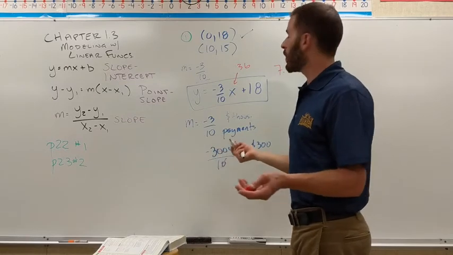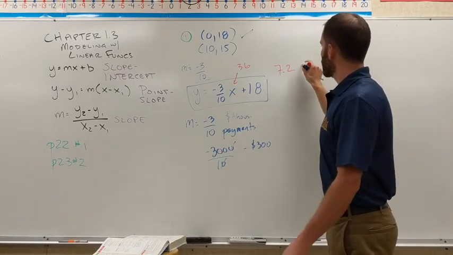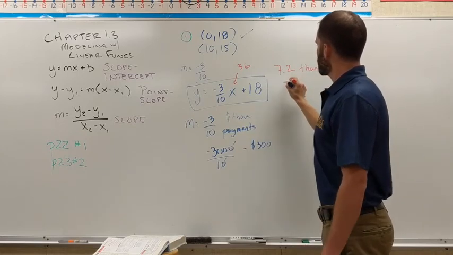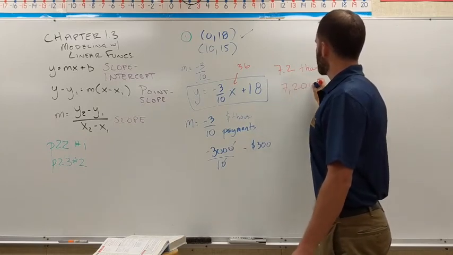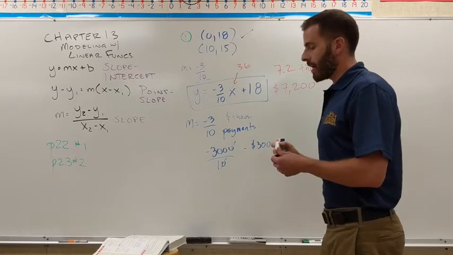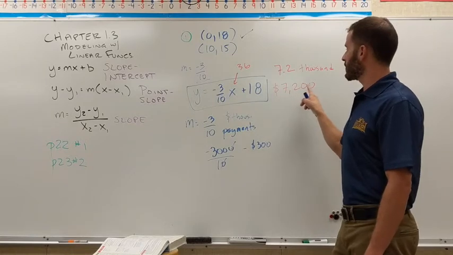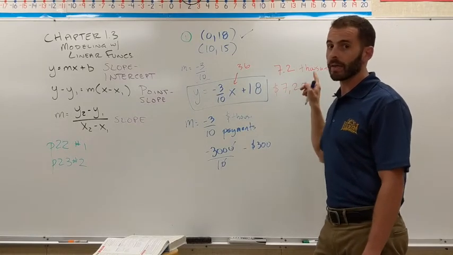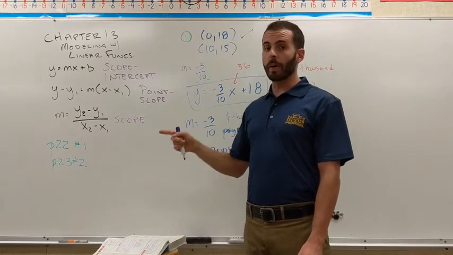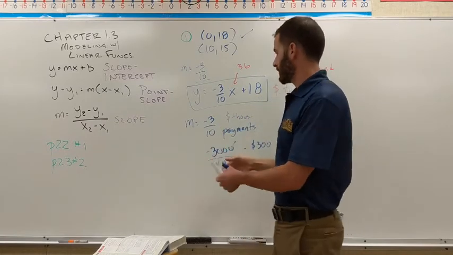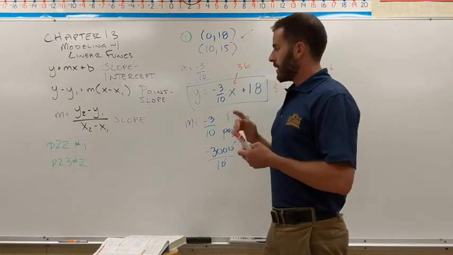It's 7.2 what? Well, it's $7.2 thousand, which you're going to write out as actually that. After 36 payments, your remaining balance is going to be $7,200, okay? I know I went really fast, but remember, you're at home, you can pause, you can rewind, you can play it again.